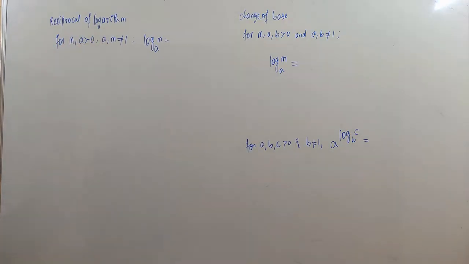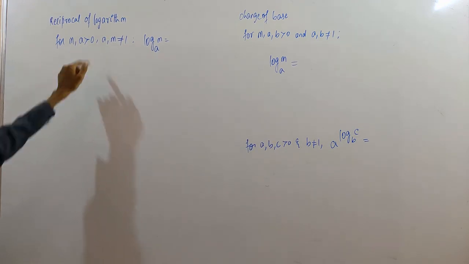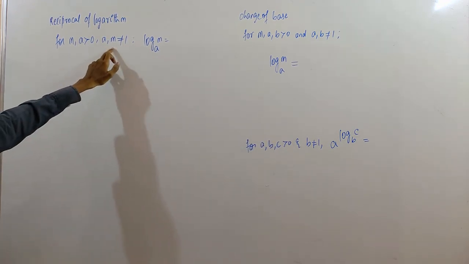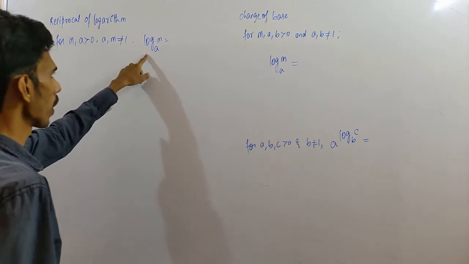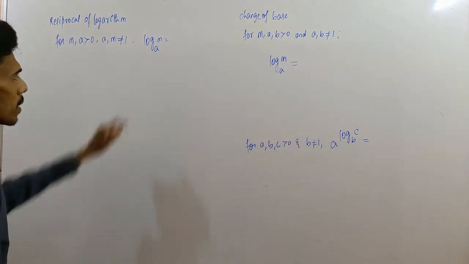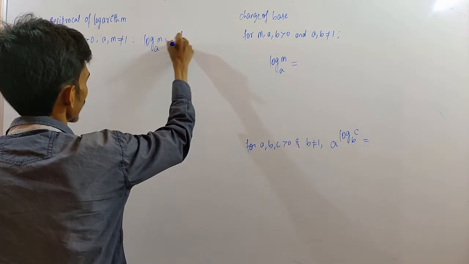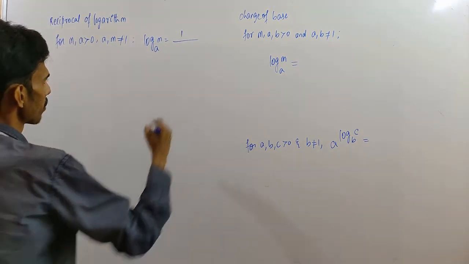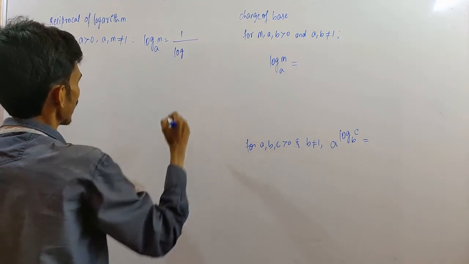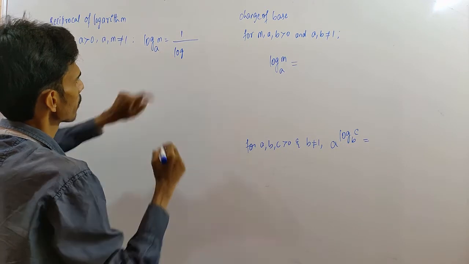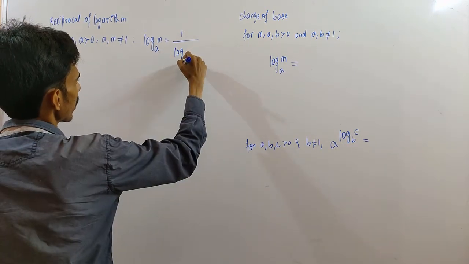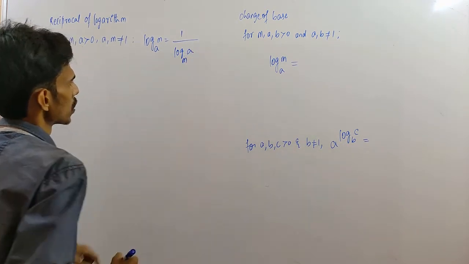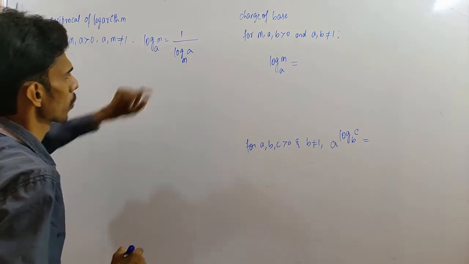Reciprocal of a logarithm: for m, a greater than 0, both are positive, and a not equal to 1. We have log m base a. Now we can take the reciprocal of it. That implies it will become 1 by log, interchanging these two. In place of m write down a, and a will come here. So we can interchange these two and take the reciprocal of it.